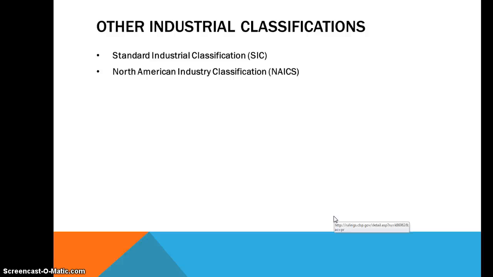In terms of classifications, there are two more that are worth mentioning. Historically, the United States has used the Standard Industrial Classification to classify types of businesses. But more recently, the US, Canada, and Mexico have adopted the North American Industry Classification to gather statistics on business.